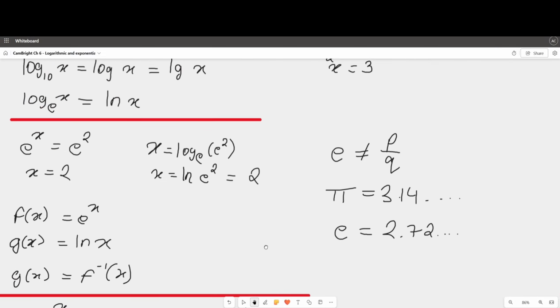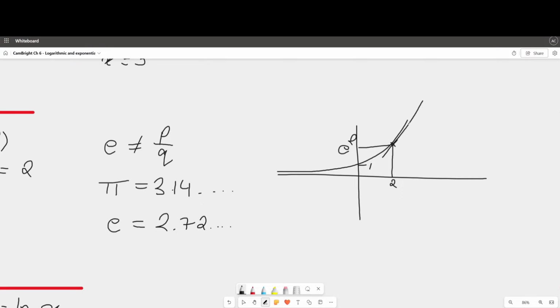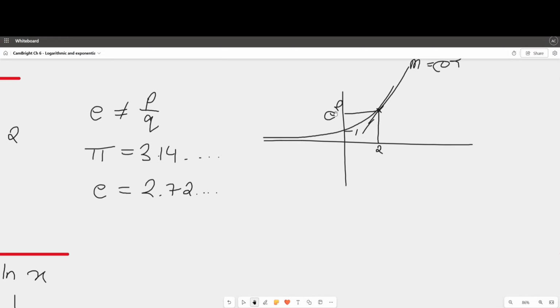Now, the special thing about e is that if we look at its graph, it looks like this, and this will be 1. If we draw a tangent at this point, let's say this is x is equal to 2, and this is e squared, the gradient of this tangent m will also be e squared. Basically, the gradient of a tangent at any point is equal to the y coordinate.